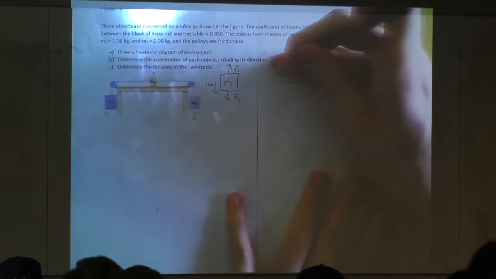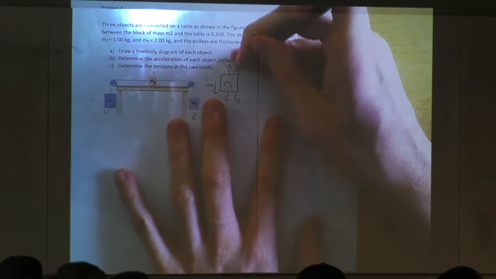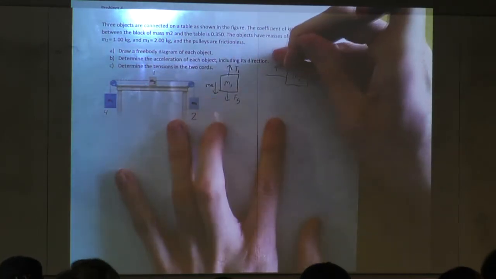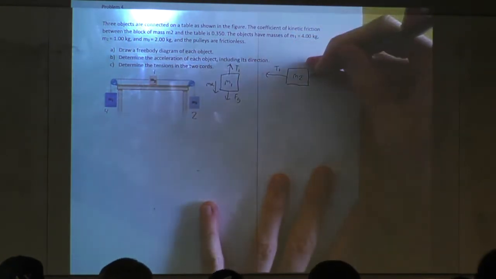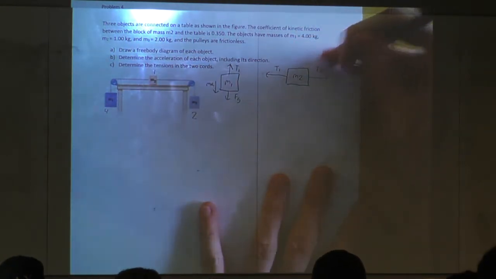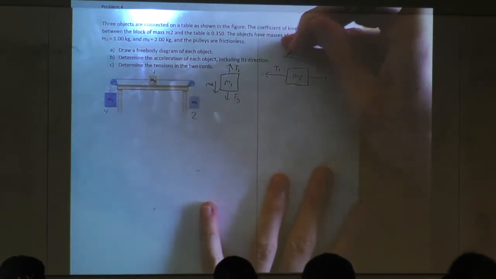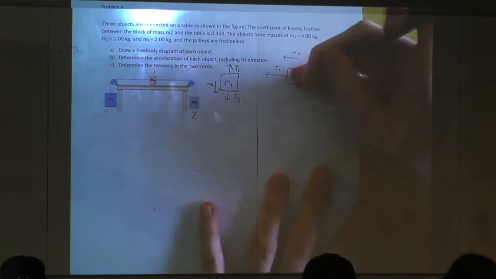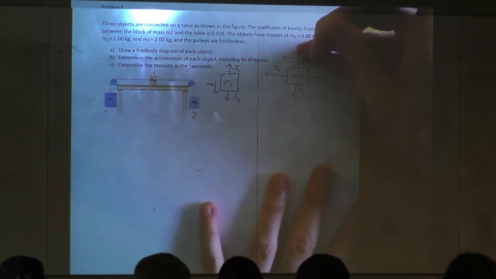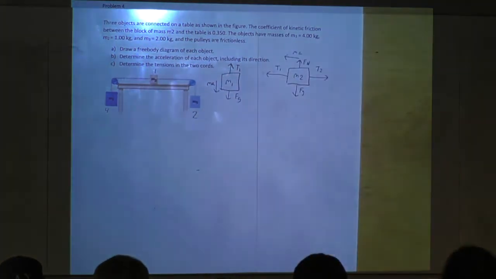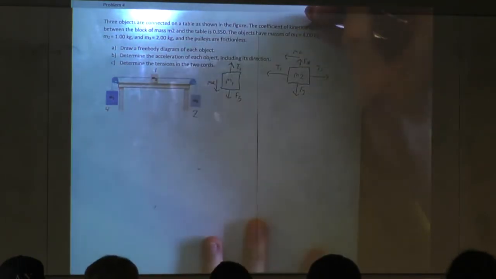So this block has, sorry, I should actually label this T1. T1 is pulling it to the left. T2 is pulling it to the right. And then I said it was accelerating to the left. We have gravity pulling it down, and we have the normal force going back up. There's one more thing we have to account for here, and that's that it tells us the coefficient of friction at the top.